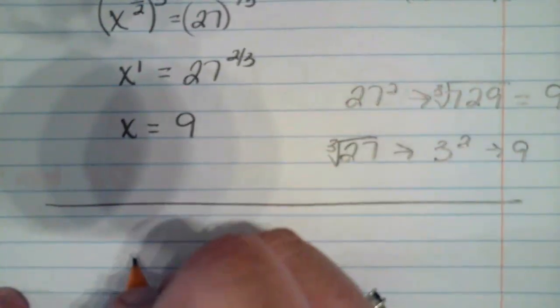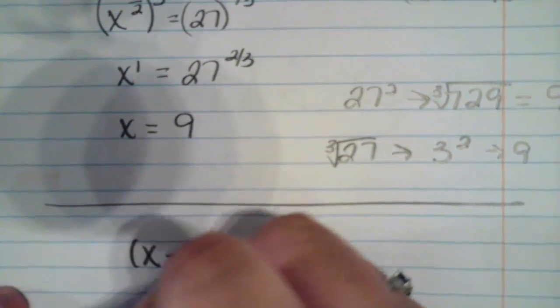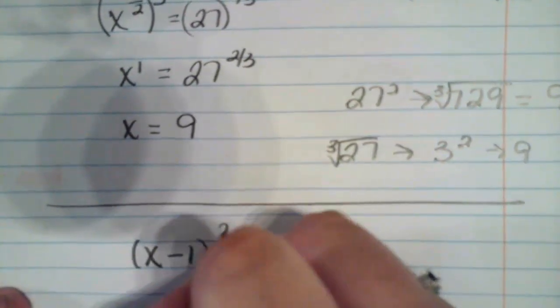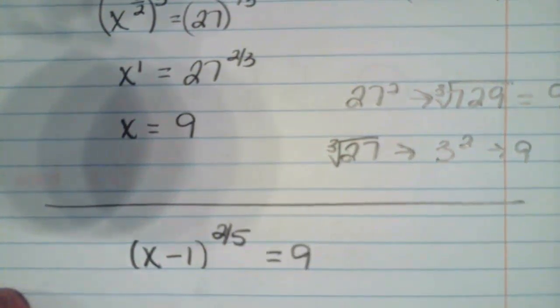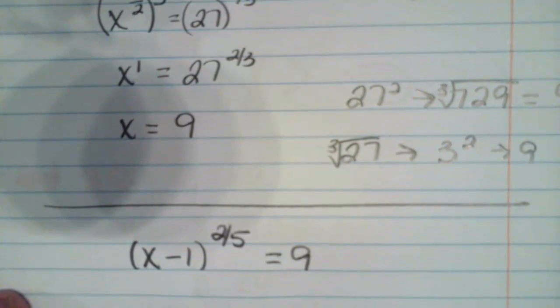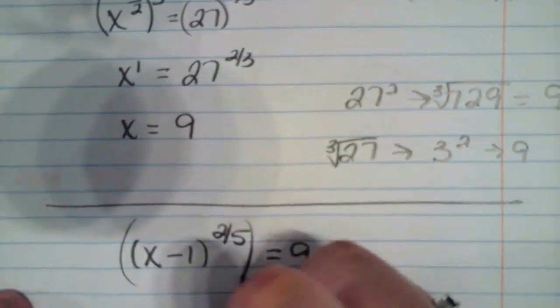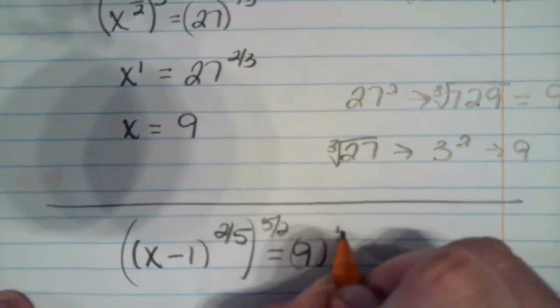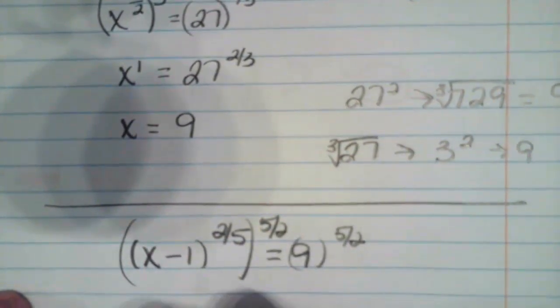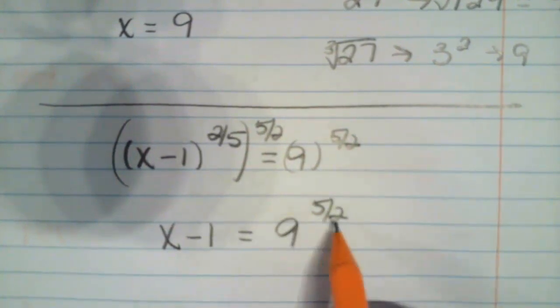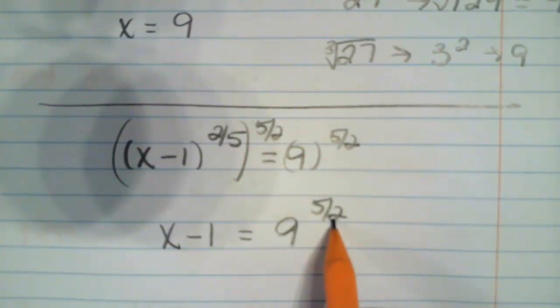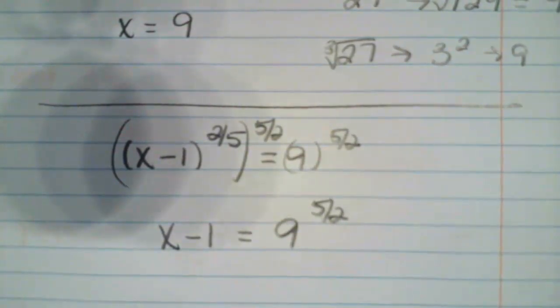Okay, so let's try another one. We have (x minus 1) to the 2/5 power is 9. So what power am I going to raise both sides to? I'm going to raise both sides to the 5/2 power. So that gives me x minus 1 to the 1st power equals 9 to the 5/2 power. So really that's a square root of 9. So the square root of 9 is 3. And then 3 to the 5th power is 32.